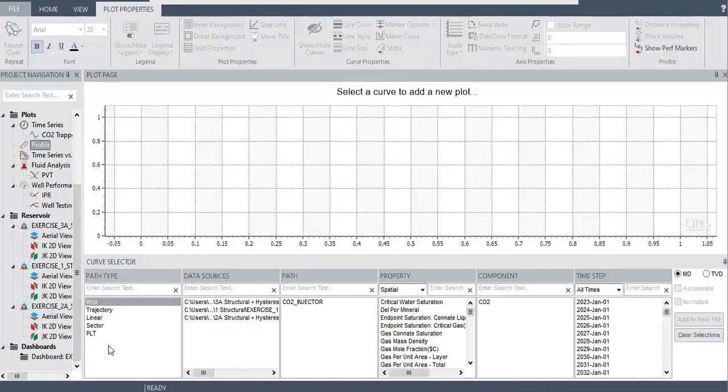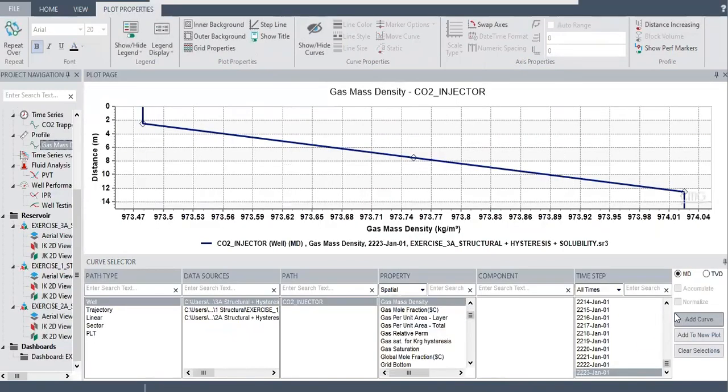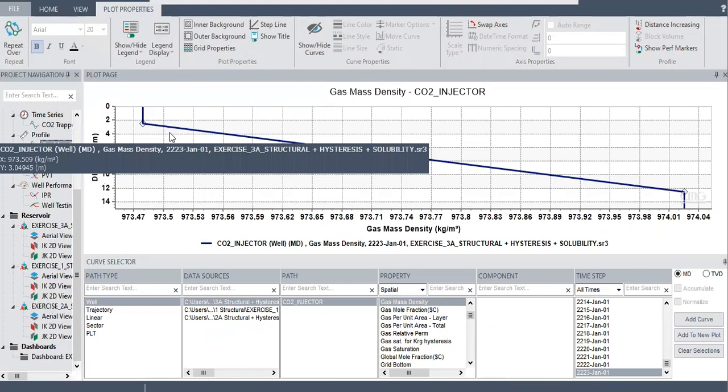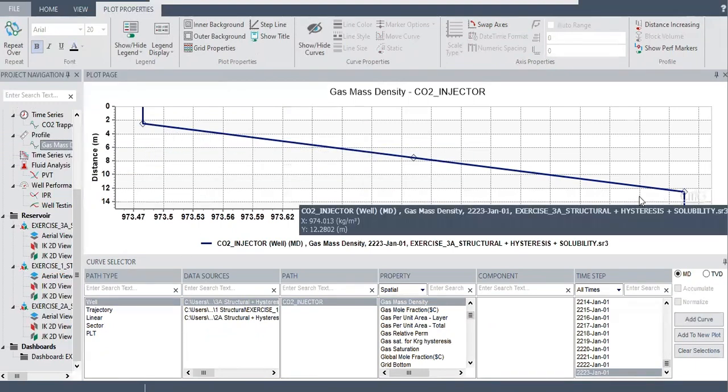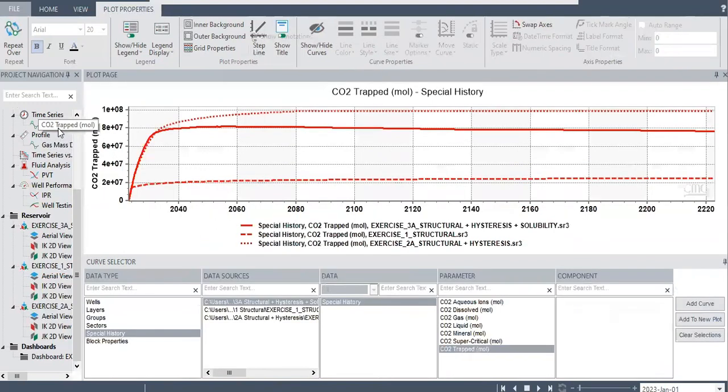Maybe lastly, profile. What can we see here? Let's see. Well, 3A, CO2 injector, gas mass density. Oh, now we have to move across time. Let's see at the end. Okay, so it's like this. All right. The horizontal axis is the gas mass density, and this is the distance. Okay, so far so good, and I think we can call it a day.